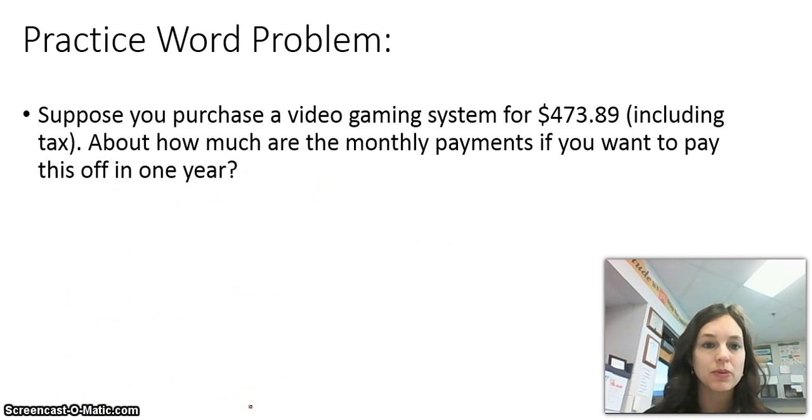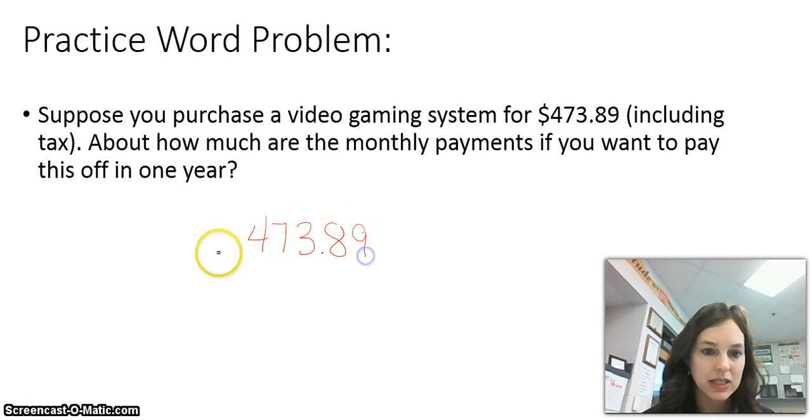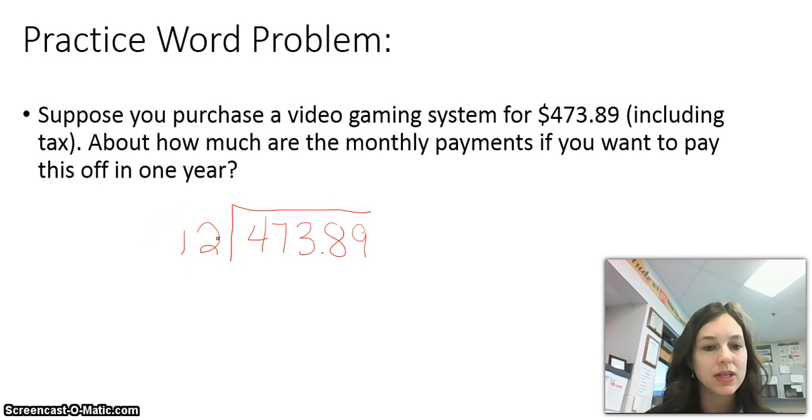Let's do a practice word problem. Suppose you purchase a video gaming system for $473.89, including tax. About how much are the monthly payments if you want to pay this off in 1 year? Well, we would go $473.89 divided by 12, because there's 12 months in a year.